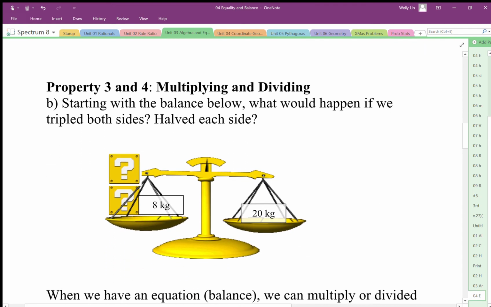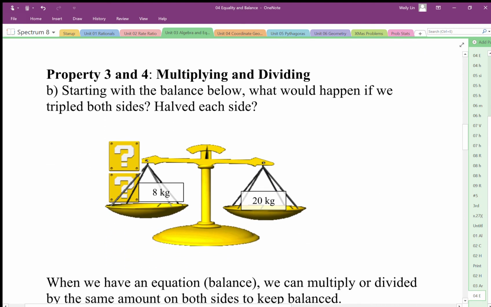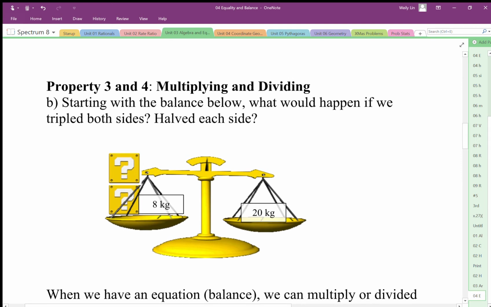So properties 3 and 4 are going to be multiplying and dividing. Property 3 is multiplying and property 4 is dividing. If we have a balance like this, and we take half of each side, I'm going to take half of the 8 kilograms, and half of the 20 kilograms, and this will stay balanced. It doesn't matter that I take different amounts away, as long as I took half away from the left side and half away from the right side, it will remain in balance.